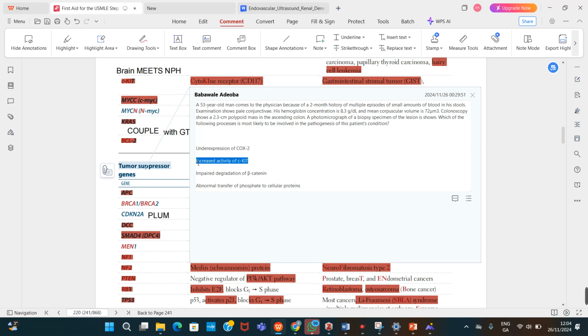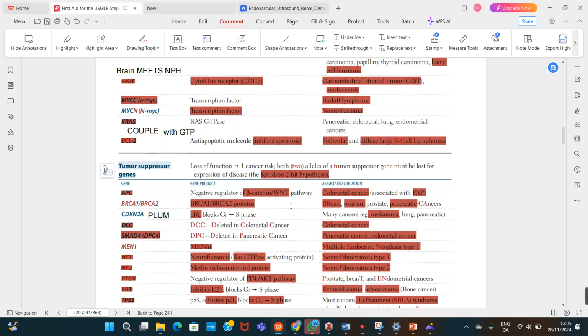Mastocytosis or GIST. What do we think D is talking about? Abnormal transfer of phosphates through cellular proteins. Phosphates. That's a receptor tyrosine kinase. Yes, that is tyrosine kinase.